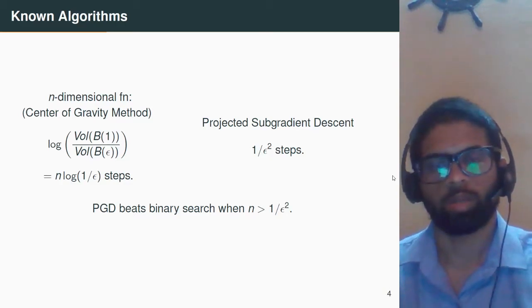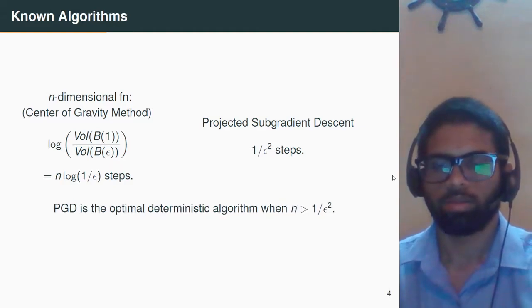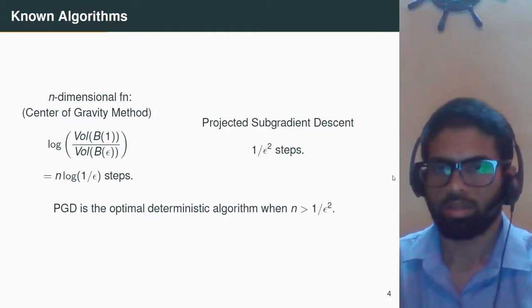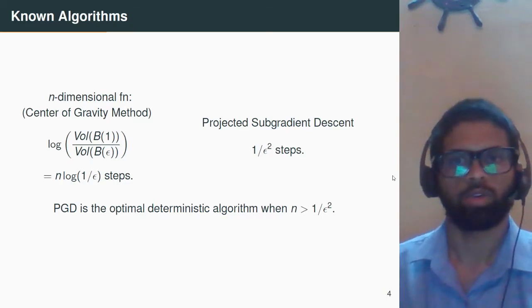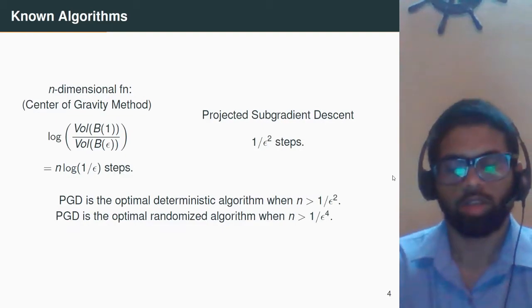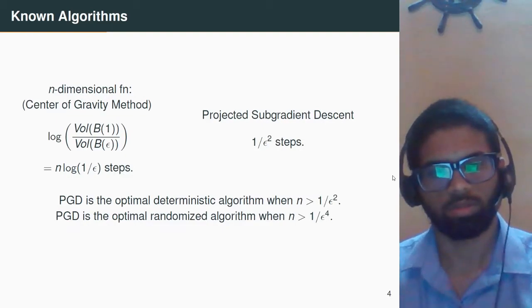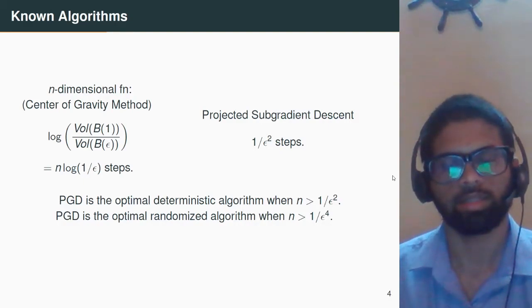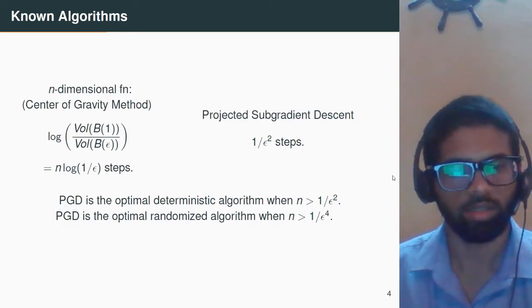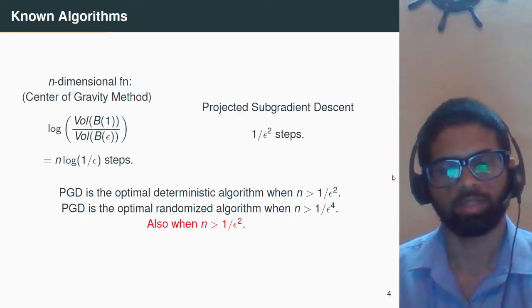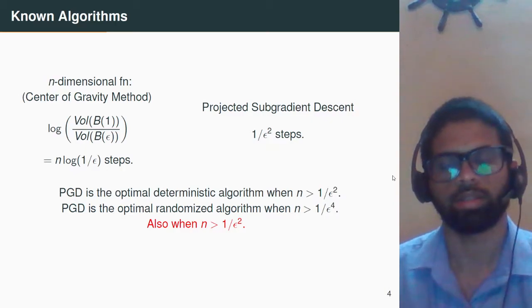What do we know about the optimality of gradient descent? We know that it's the optimal deterministic algorithm in large dimensions. This was known for 4 decades now? I guess so. It's also the optimal randomized algorithm, although the work here is a bit less than in the deterministic case, and we know this only when the dimension is large. So in our paper, we actually reprove this result and show that when the dimension is as small as 1/epsilon^2, it still is the optimal randomized algorithm.